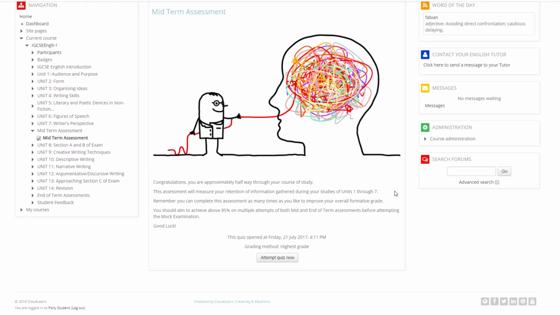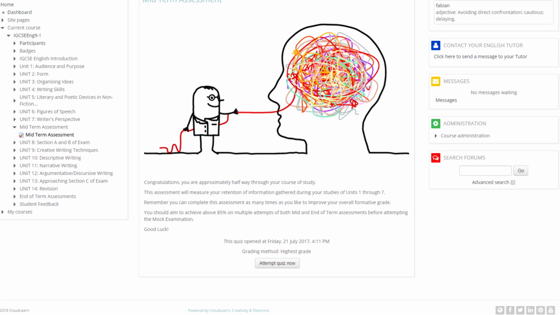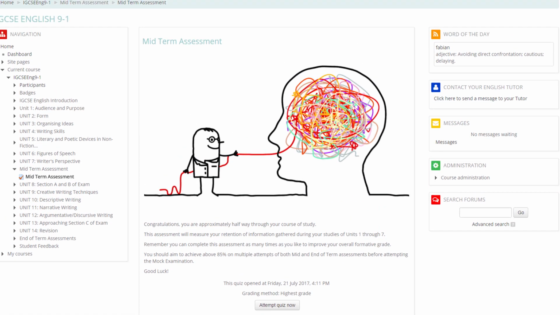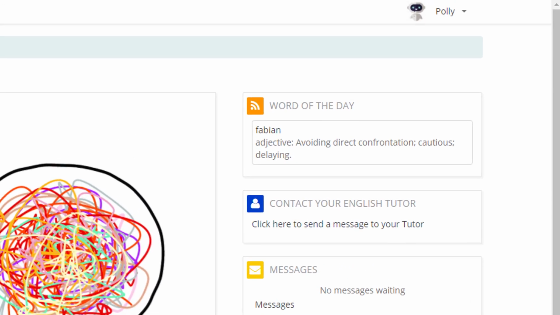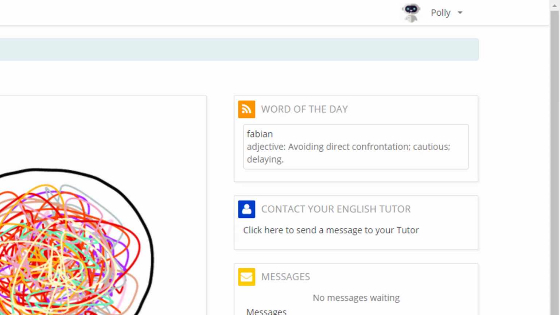After studying the lesson, try the associated assessment. You're practically a genius. Take a break and rest your massive, intelligent brain. Word of the day, impress your friends with your ever-increasing vocabulary.